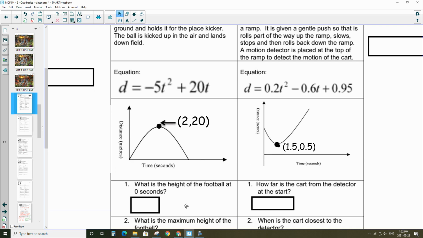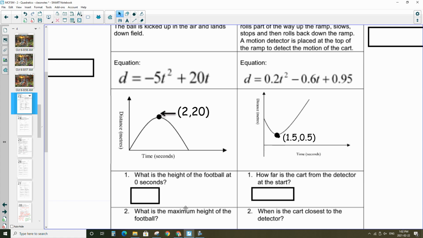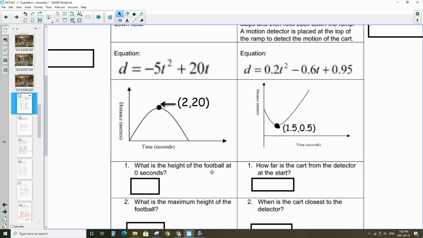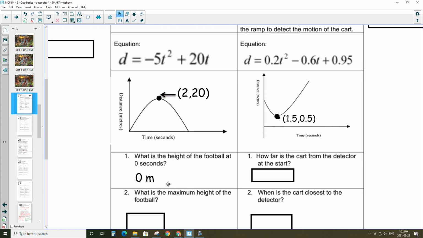All right, so now we'll answer the questions below each graph. What is the height of the football at 0 seconds? So at time 0, what is the height of the football? You can see that it's right on the ground, so it's going to be 0. What is the maximum height of the football? So it goes up in the air. It takes 2 seconds to get there, and the maximum height is going to be 20 meters.